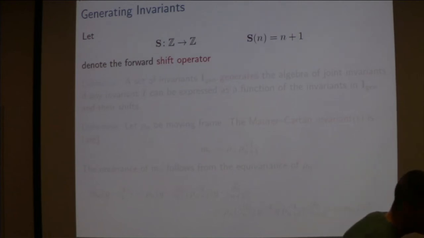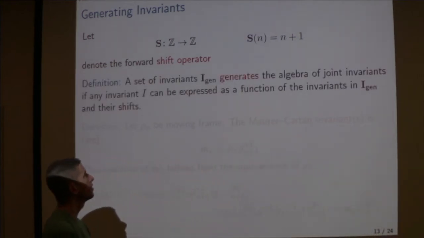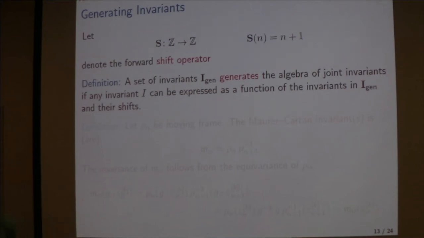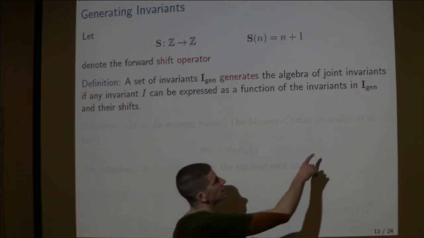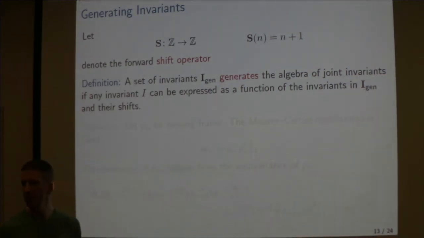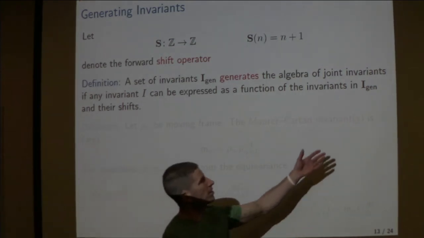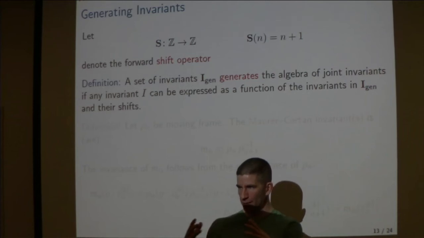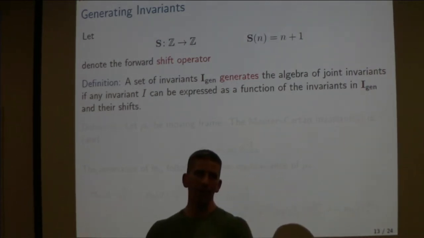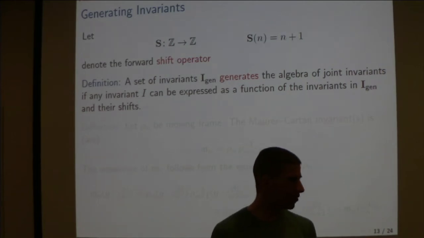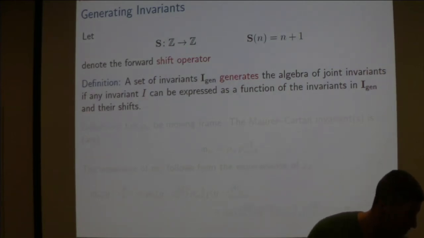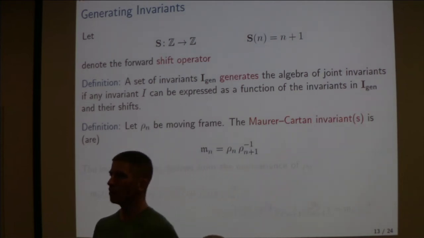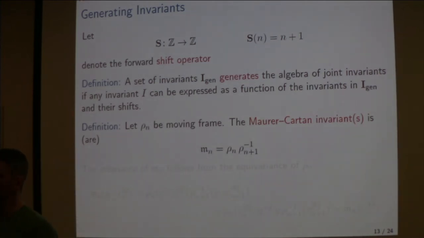Once we have this operator, we say that a set of invariants generates the algebra of joint invariants, so generates all the invariants, if any invariant can be expressed as a function of the generating invariants plus their shifts. Let's say there are 5 invariants here; with these 5 invariants plus their shifts, we can create all the other invariants. That's the idea. The natural question is: what are the invariants inside the generating set? Can we identify those invariants? But to start with, how do you add and multiply invariants?